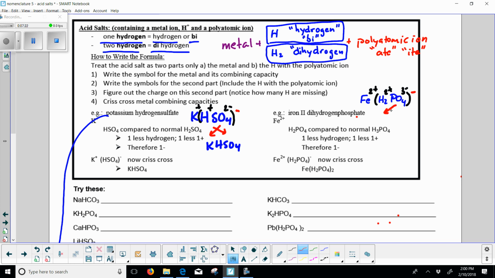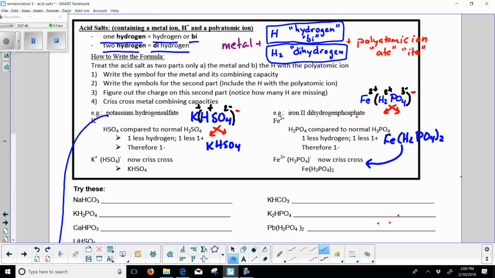Then, like before, we're going to crisscross. And when we crisscross now, we're going to have 1 iron, so it doesn't change. However, because the charge of iron is 2, we're going to have 2 of these ions. So we're going to have to put brackets around here, H2PO4. And again, we've got 2 of them.